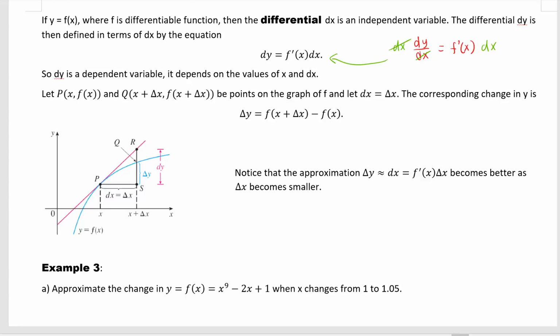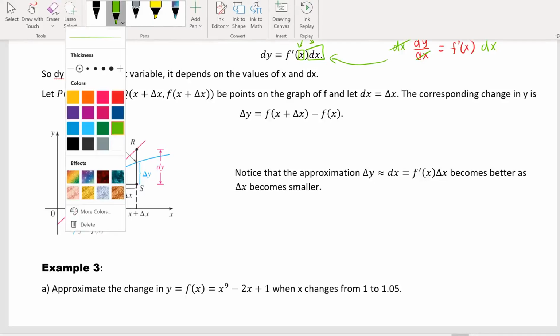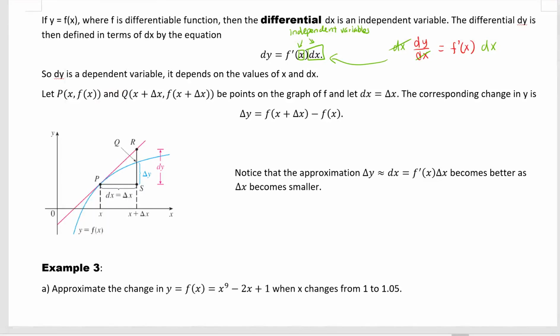And you can think that our independent variables are x and dx. So these are independent variables. Okay, and the dy is a dependent variable. Okay, so dy is like a function of two variables, the x and the dx.